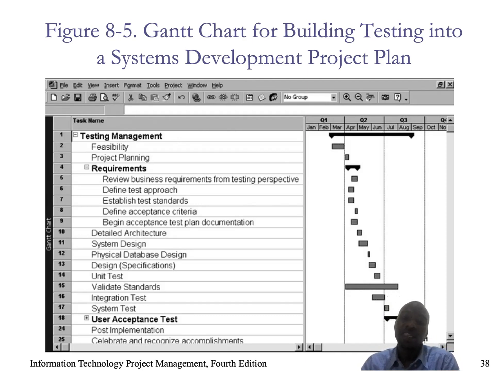Then there are those that can only start after the completion of the rest. For example, this is task number 16, integration testing. According to this Gantt chart, integration testing can only be performed after task number 12, physical database design. And the physical database design can only take place after system design. So as you can see on the graph.